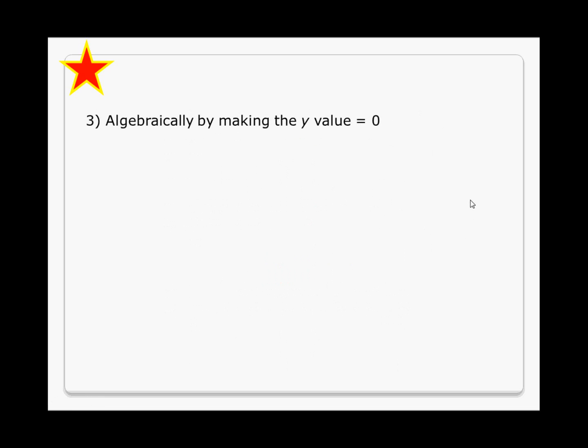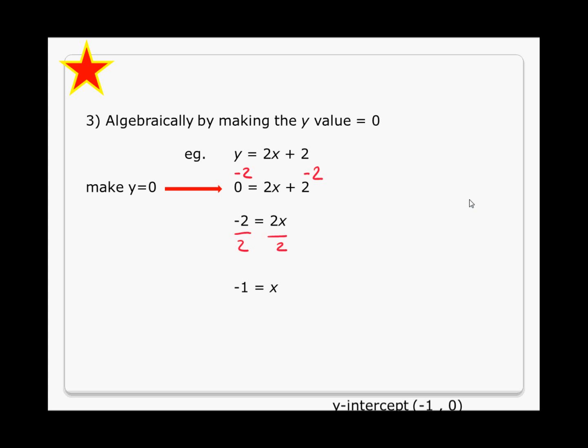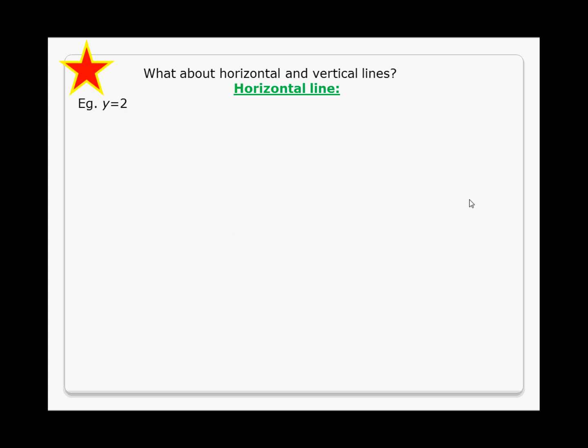Now, our third technique is that we use algebra. Once again, we start with the rule, y equals 2x plus 2. This time we substitute in the y value to be 0. Then we start to solve it. The first thing I'm going to do is take 2 from both sides, so I've got -2 equals 2x. My second step is to divide both sides by 2, and I find out that x equals -1. So that tells me that the x-intercept occurs at -1 across, 0 high.